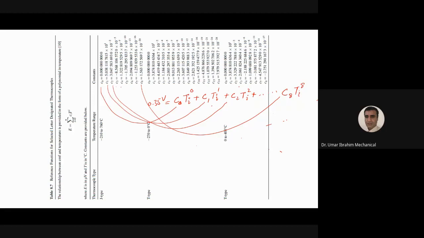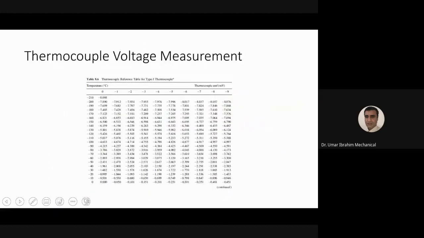So we don't use this equation to use a thermocouple. We use this equation if we're writing a computer code, or for other research purposes. If you need to use a thermocouple, rather than solving this equation to find the temperature of the unknown measuring junction from the measured voltage output of the thermocouple, we will use this table.